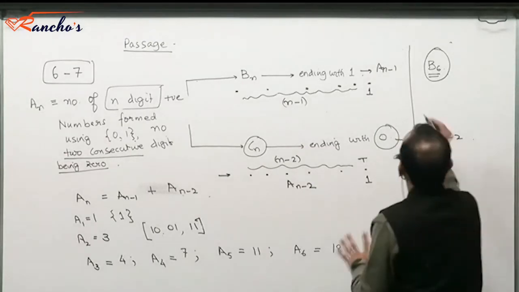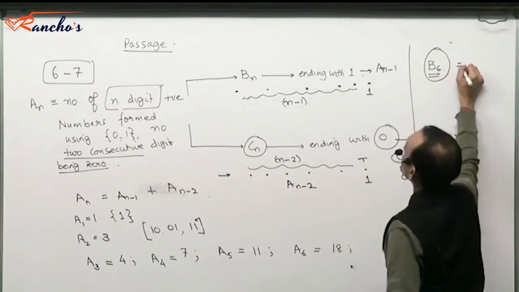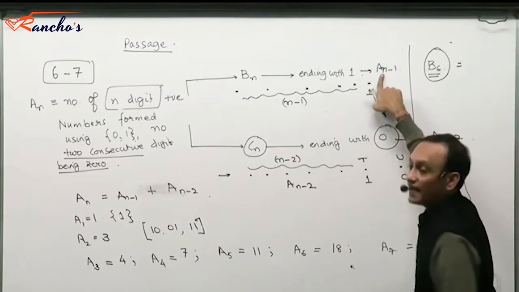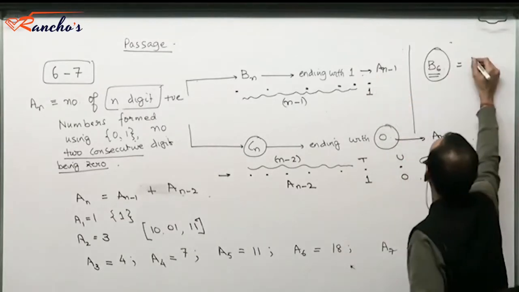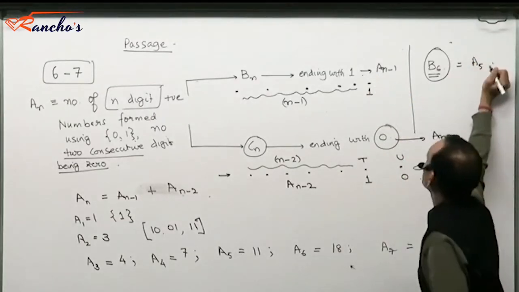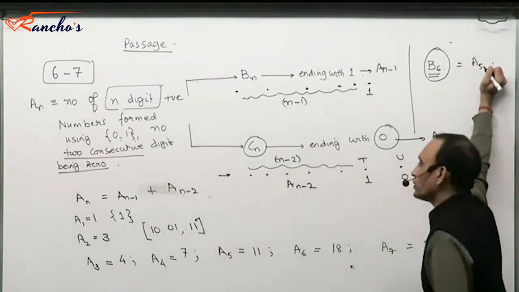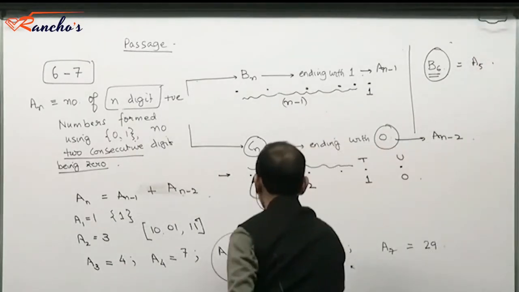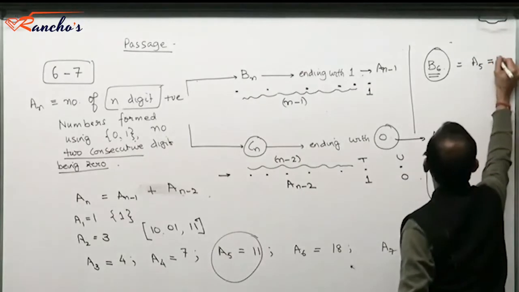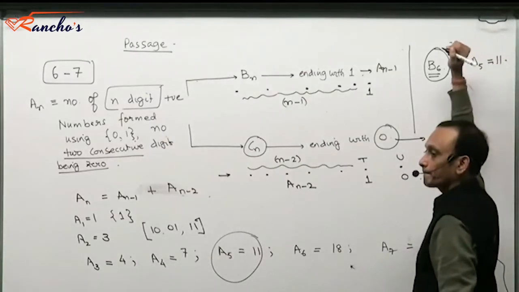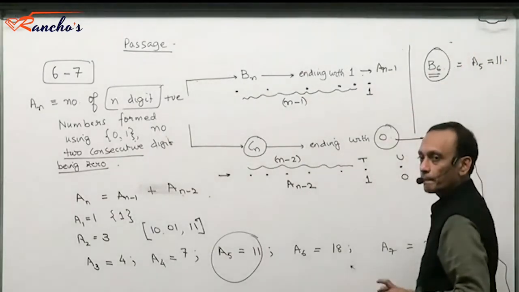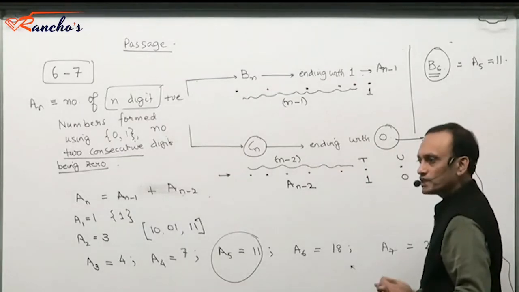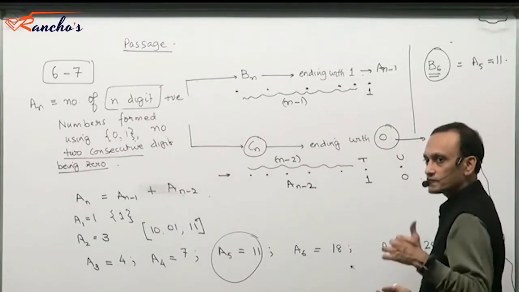So, what would B6 be? Bn is An minus 1. So that will be A5. B6 would be A5. Yes or no? And what is A5? 11. A5 is 11. Got me? Does it match with an option? Stand by.